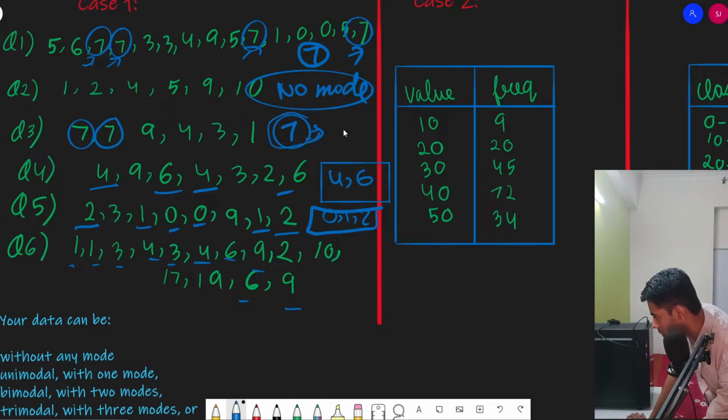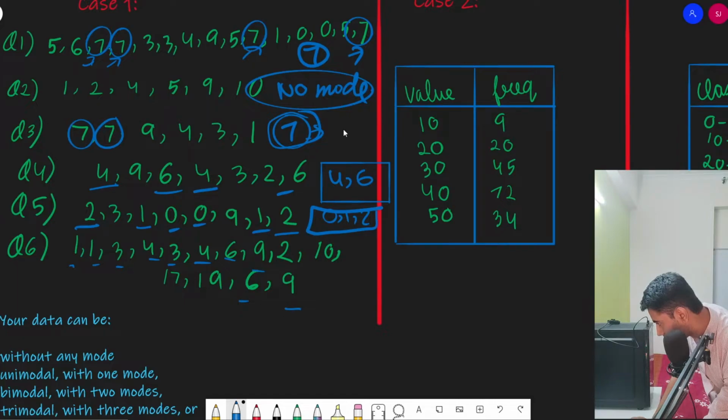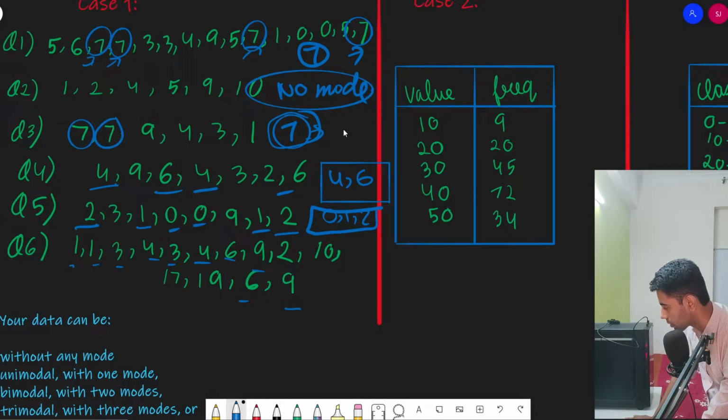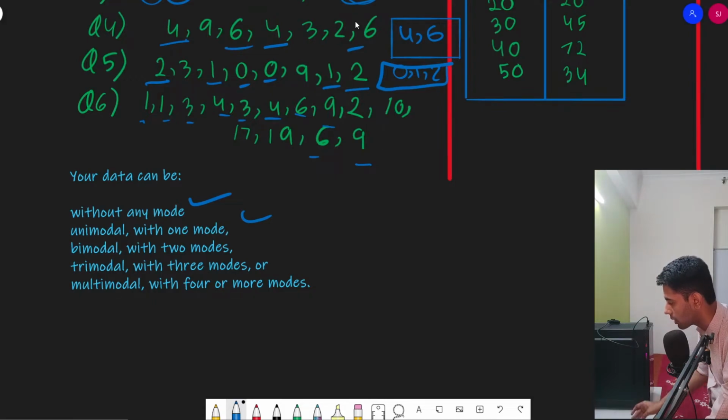Here there is only one mode present. Therefore, we can say that this is going to be unimodal. Here there are two modes present. Therefore, this is going to be bimodal. And here there are three modes present. Therefore, this is going to be trimodal. And in this case, there are 4 or more than 4 modes present. Therefore, this is going to be multimodal. So these are the different cases of mode. We can have no mode, one mode, a bimodal data set, that is 2 modes, 3 modes, and more than 4 modes.